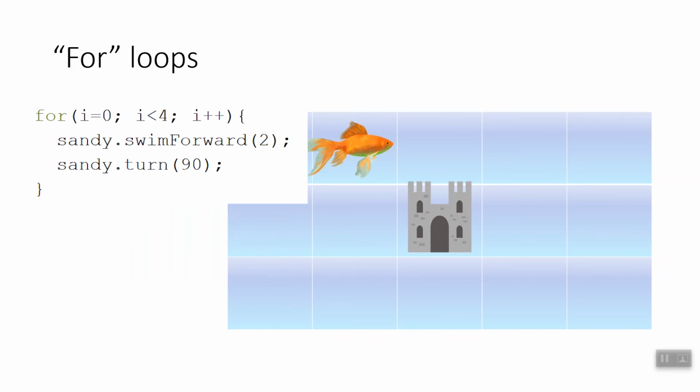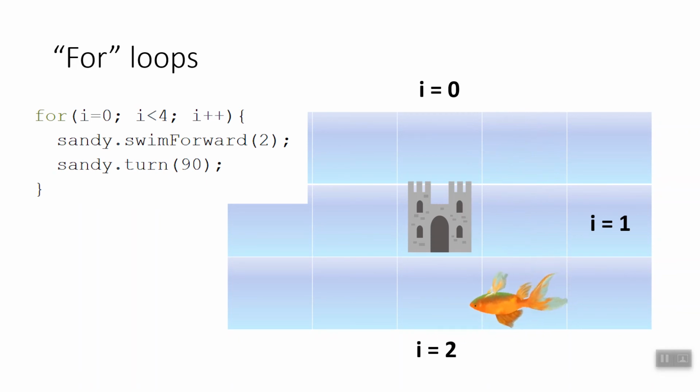Animating this, we can see Sandy make their trip. We start with i equals 0, which is less than 4, so Sandy swims and turns. Then i equals 1, same thing. Then i equals 2, then i equals 3. i equals 4 isn't less than 4, so we exit the loop.